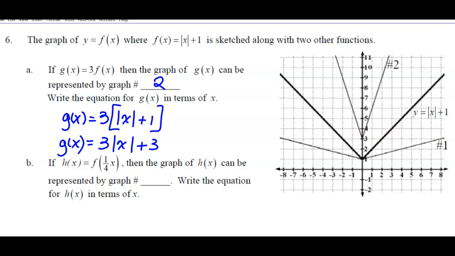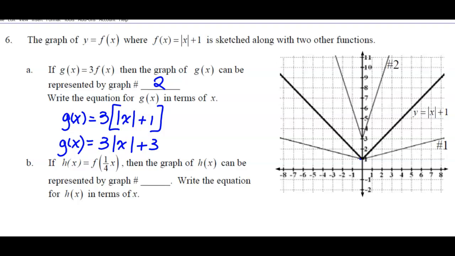Then h of x equals f of 1/4 x. So that's a horizontal stretch. And with horizontal, remember, it's the y-intercept that doesn't change. And so that's why it's number 1. Not a huge number, it's kind of obvious, but if you had more than 2 choices for these, you'd have to look a little bit closer. But here, if we're taking this point and horizontally stretching it by 4, we are looking at the x value there, 0. 0 times 4 is 0.